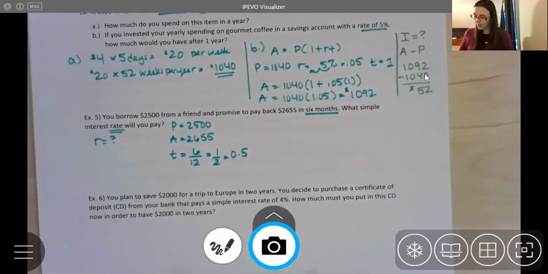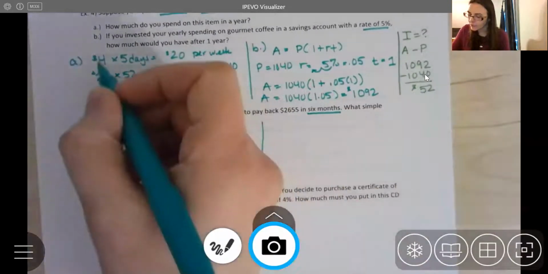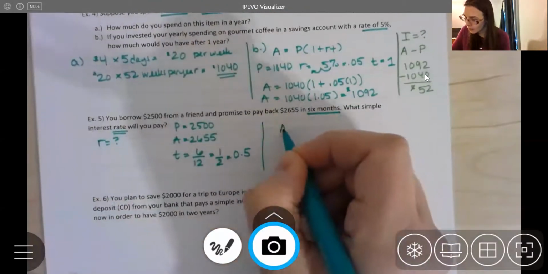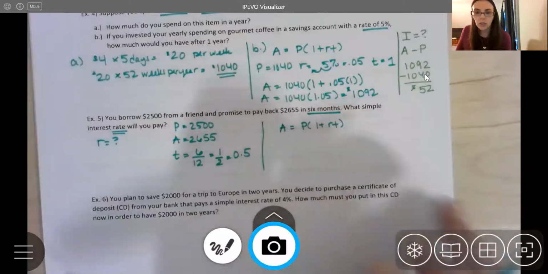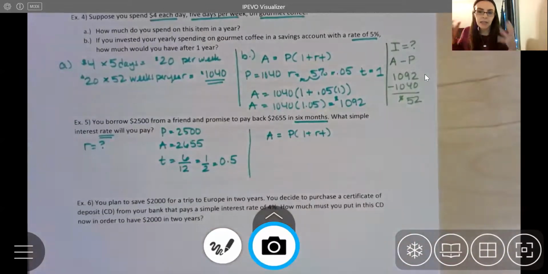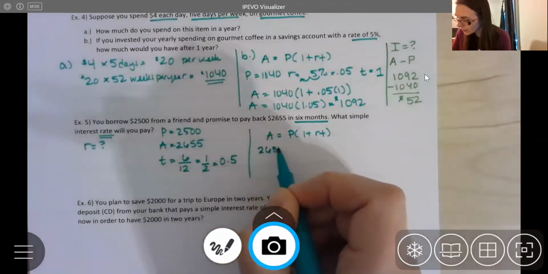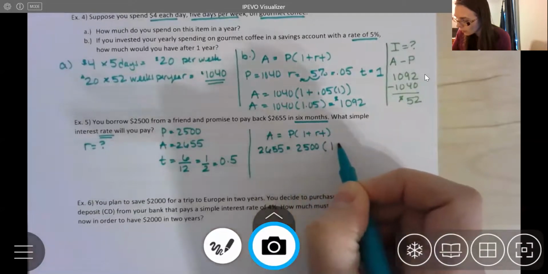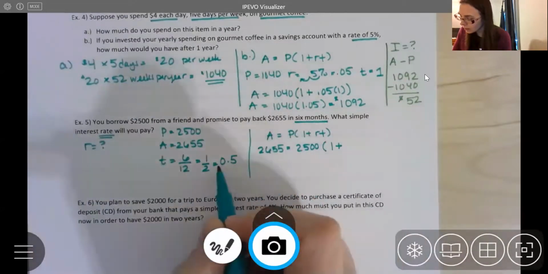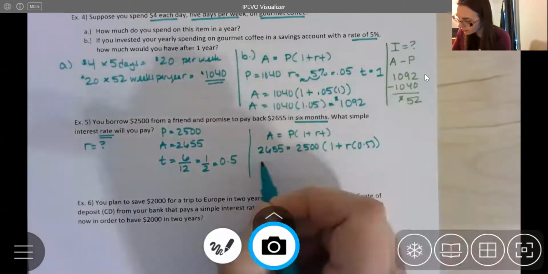All right, so let's go ahead and plug this in and solve. Now, because I have the amount here, not the interest, I'm going to actually use the second formula that we have. But there are different ways you can do this. So if you have another idea of how to solve this, give it a try at home and see if you can get the same answer. So I have 2,655 is my amount. My principal is 2,500. 1 plus, I don't know R, but I know my T, so it's R times 0.5, or 1/2.